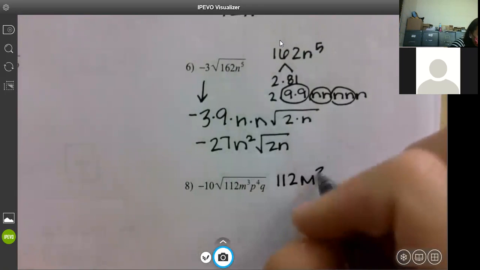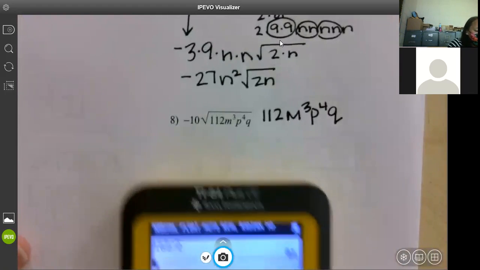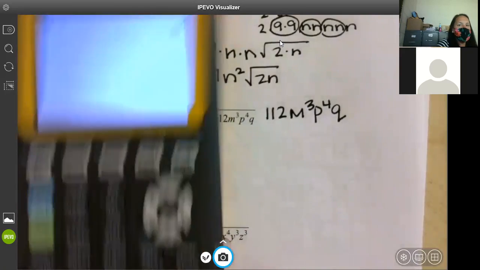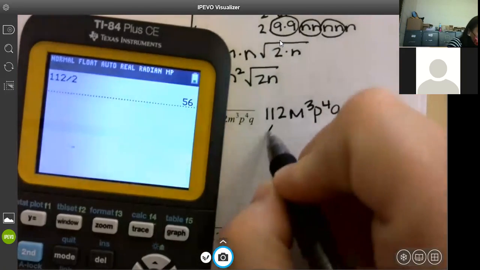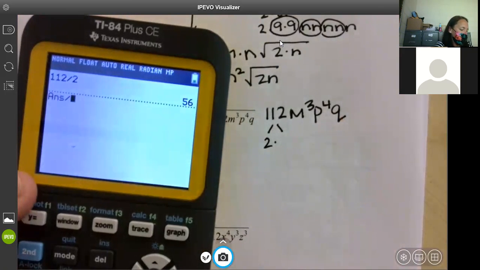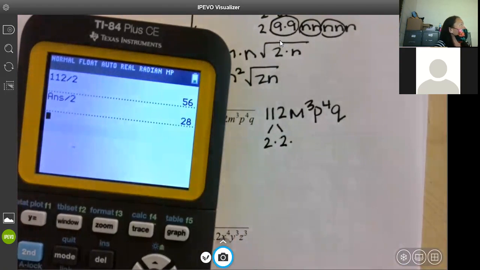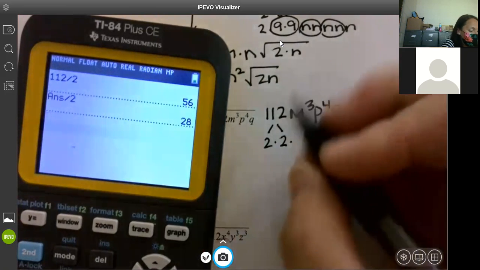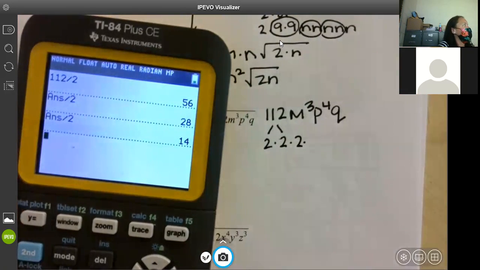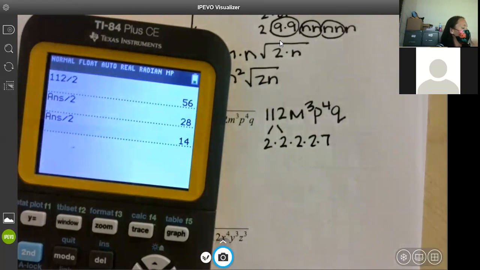112, m to the 3rd, p to the 4th, q. What are our factors of 112? Again, I don't have one of these calculators at home, so I'm going to try 112 divided by 2 because I know it's divisible by 2. Okay, I know my factors are 56, but maybe you don't, but it's also divisible by 2. Now I got 28. Do we know factors of 28? It's also 2. So we can do 2 again, and we get 14. It's also 2 and 7, right? So you can keep doing that until you get to the end.